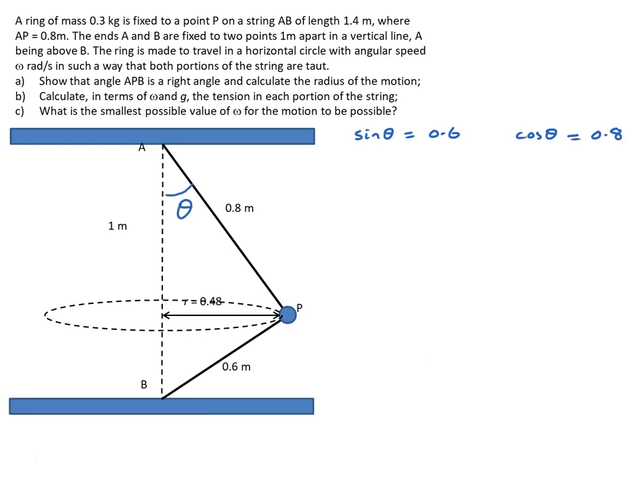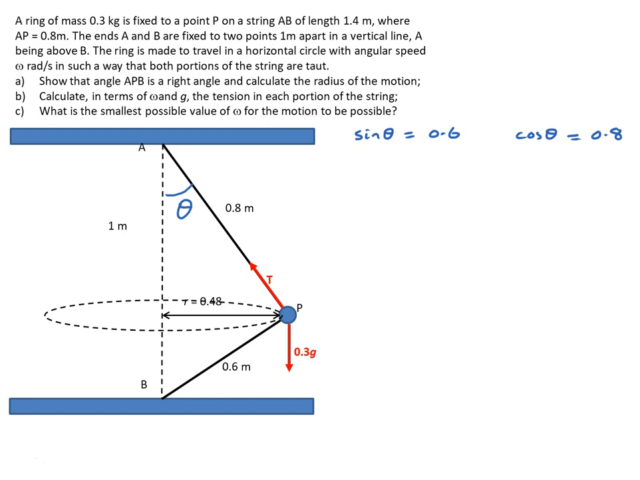So, there's our diagram again, and we're now going to add our forces and accelerations onto this diagram. So, forces acting on P to begin with. We've got the weight of 0.3 G. We've got a tension in the string joining A to P. Call that tension T. There's also going to be a tension in the string joining P to B.